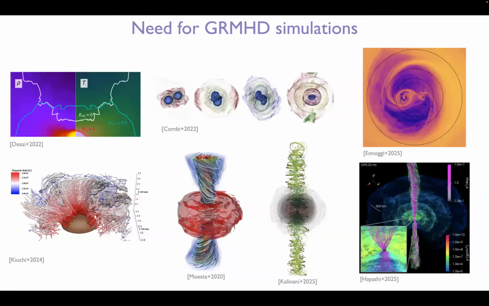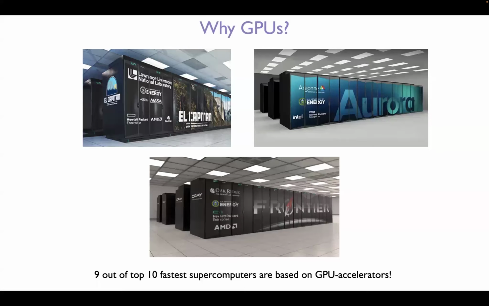And then why do we care about GPUs? If you check, most of the fastest supercomputers now, at least 9 out of the top 10, are based on these GPU accelerators. And there has been a strong shift in the past five years or so to use GPUs because we can make computations really fast.